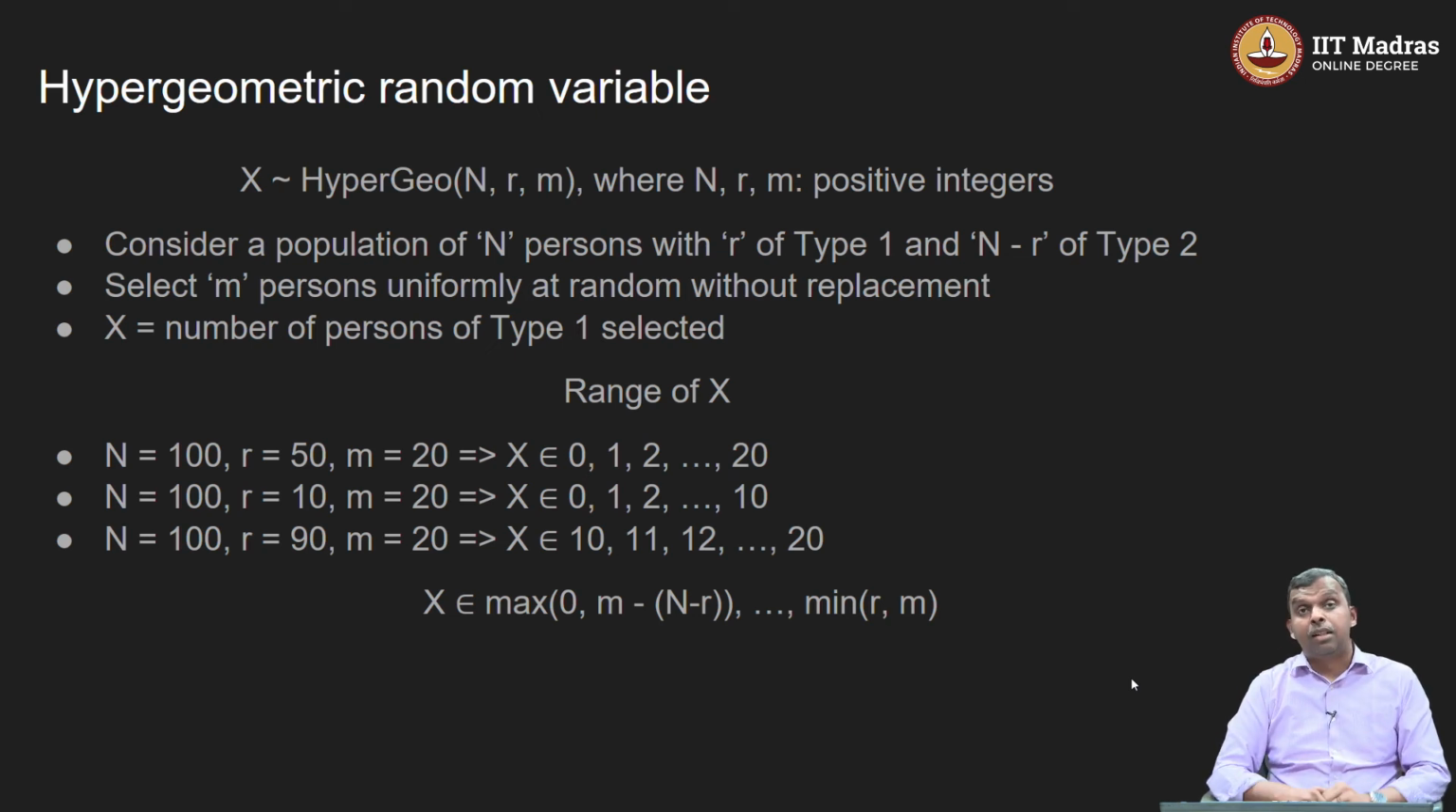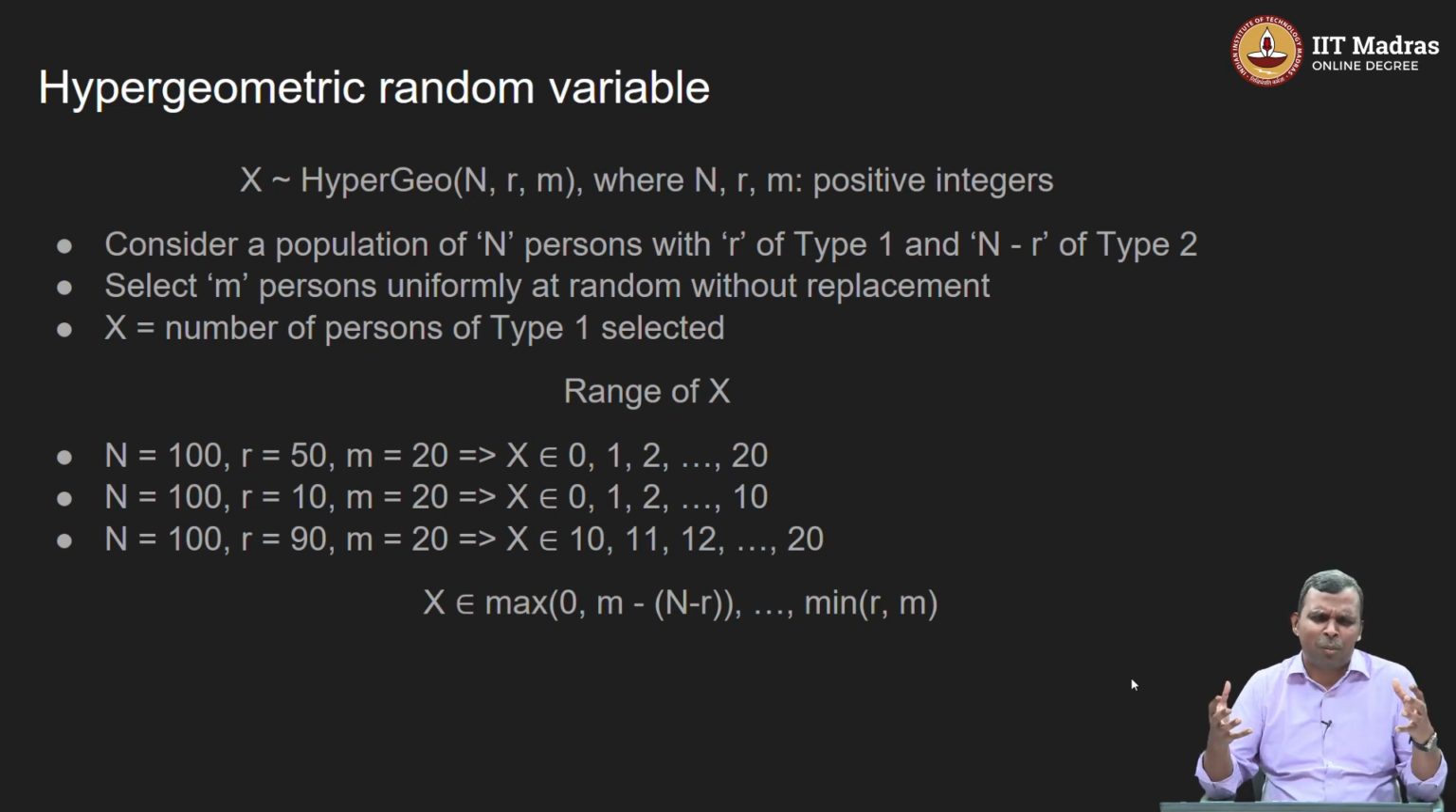Okay, and then somebody is selecting m persons from this group uniformly at random without replacement. So you pick m persons uniformly at random without replacement, and then my random variable X is the number of type 1 people selected. That is a hypergeometric random variable. Okay, so it's a distribution. It arises in sampling like this.